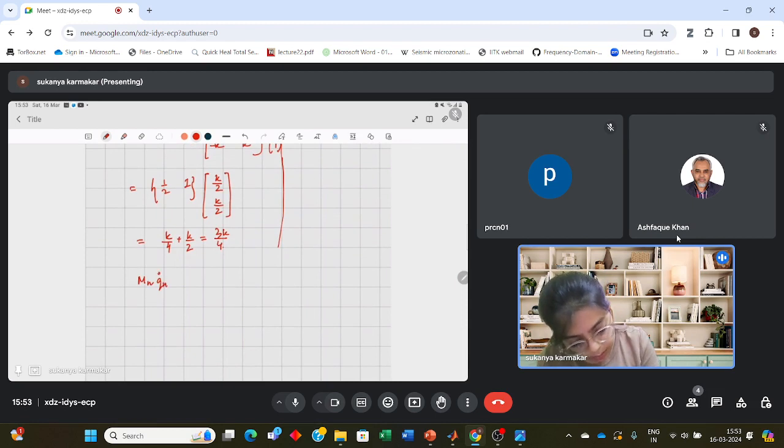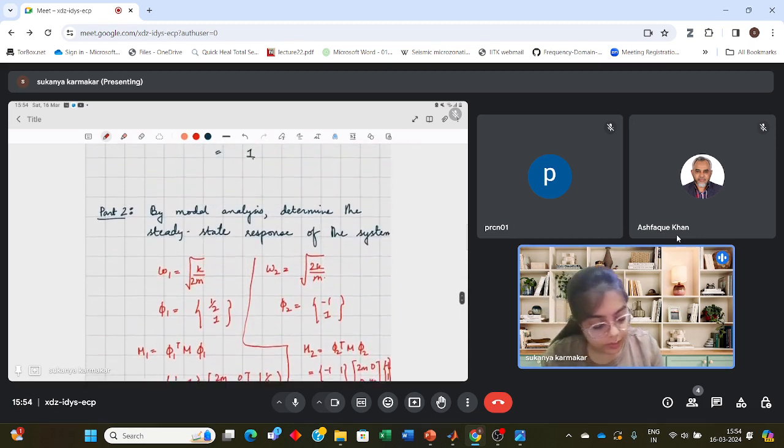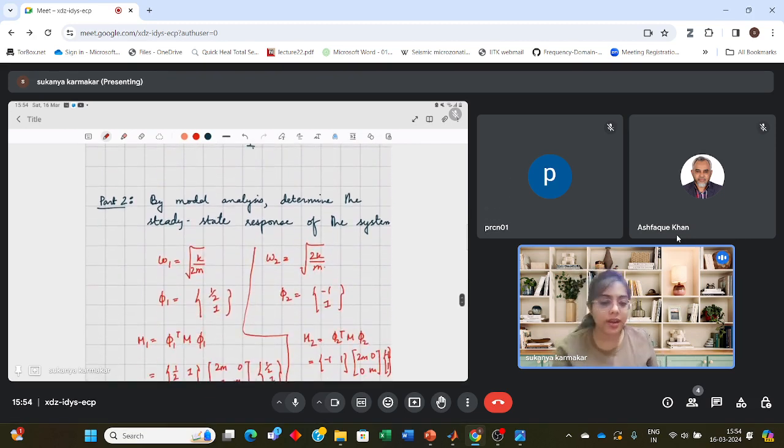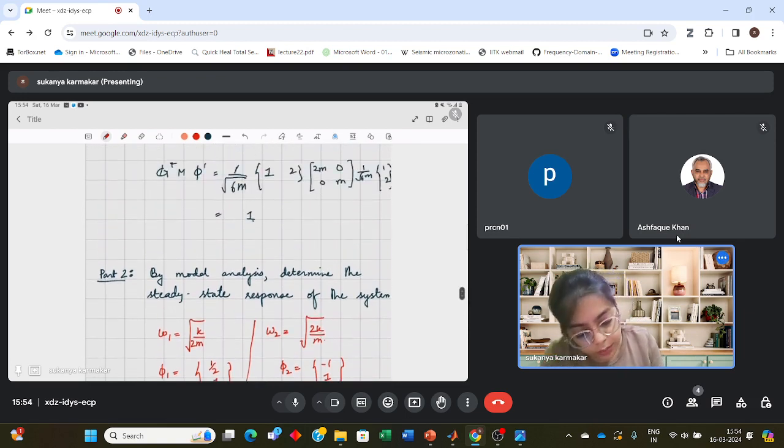Mn Qn double dot plus Kn Qn is equal to... did I specify? Okay. Yeah, while doing the modal analysis, I should specify what force the system is subjected to.